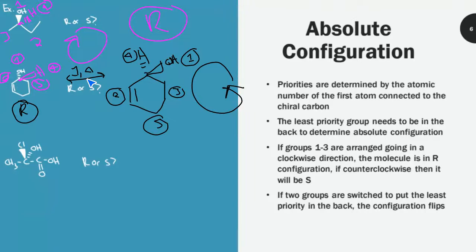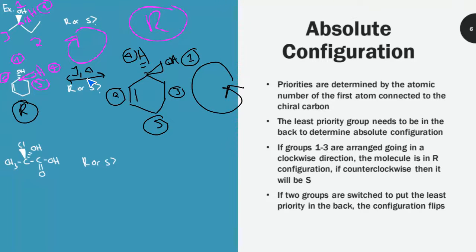Why do I have to switch them? Because when you're trying to figure out absolute configuration, you're just paying attention to the way that groups 1 through 3 are arranged. If I want to tell how these are arranged, either this way or this way, I want this in the back so I can ignore it, right? Because if this is out here, then it doesn't make sense anymore. Does that make sense?